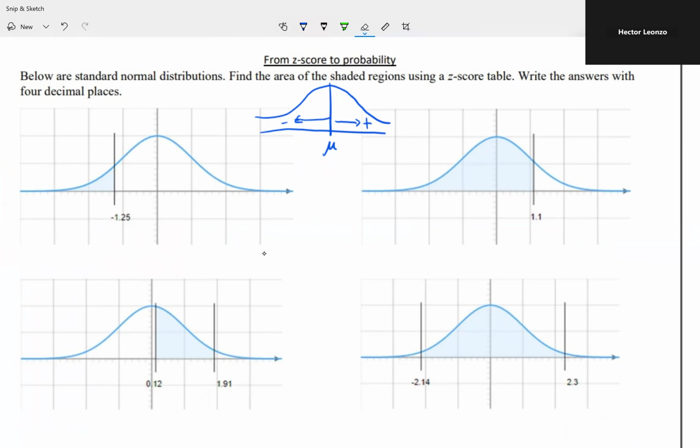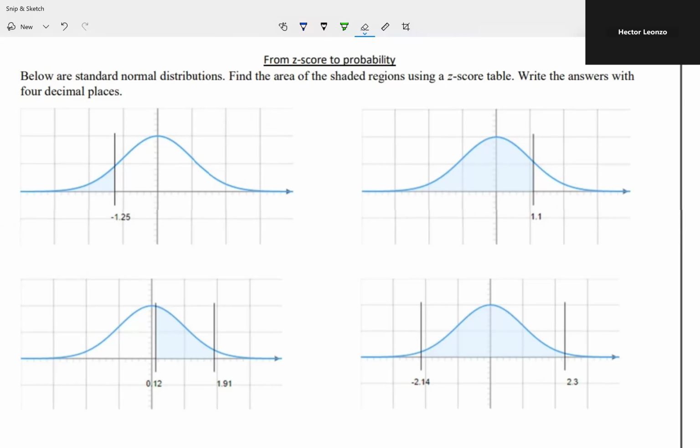So first, let's focus on the symbol, positive or negative. Another thing, the table that I gave you guys, the one I was showing you how to read the C-score, tells us the region or the probability from the C-score to the mean. So here, for example, in the first example: below are the standard normal distribution. Find the area of the shaded region using a C-score table. Write the answers with 4 decimal places. Okay, so here I have a negative 1.25.